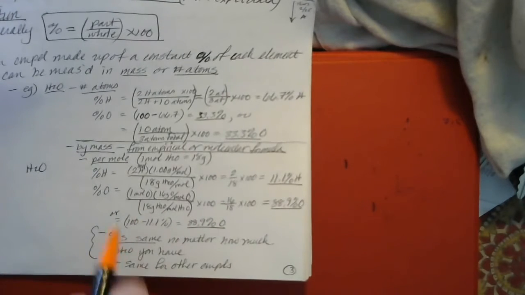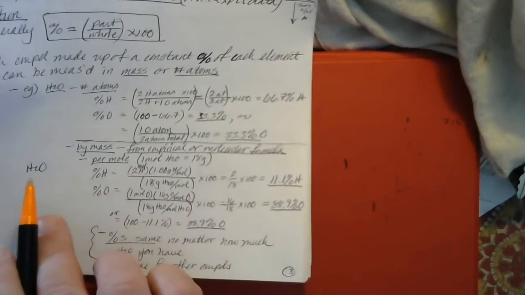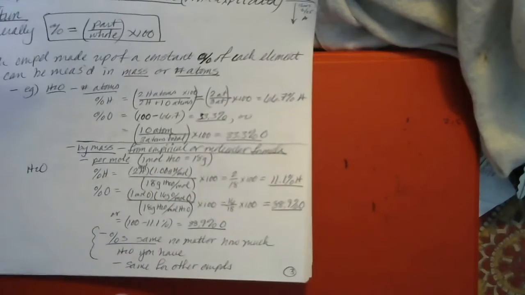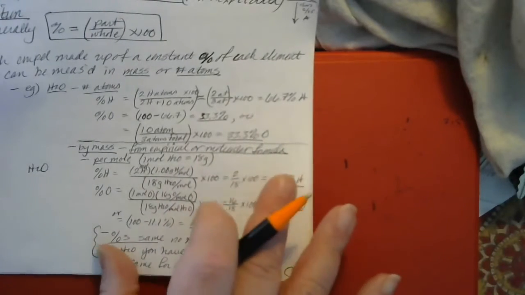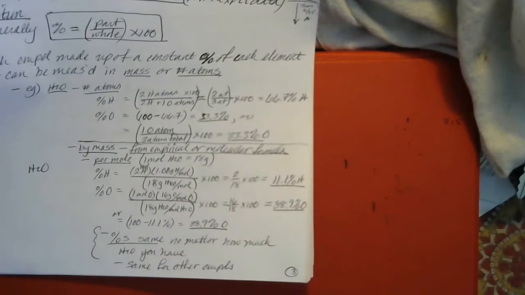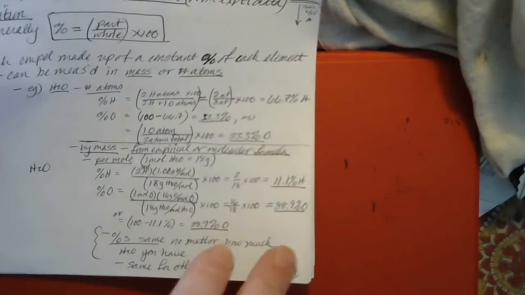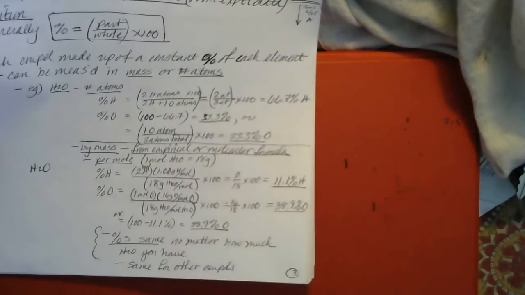These percentages by mass should turn out the same way, no matter how much or how little water you use. Again, as little as 1 molecule or a mole or as much as you want. The only thing is, if you're not using either 1 molecule or 1 mole, the math gets a little bit harder, but it should still come out the same percentages.